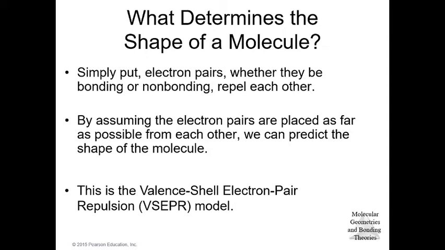Well, the idea here is bonds and lone pair electrons are all negatively charged, so they all repel each other. The bonds will repel each other, the lone pairs will repel each other, and the lone pairs will repel the bonds, because they're all negatively charged. They're all packed with electrons. And so the shape is determined by those electrons wanting to be as far apart as possible. This is called the valence shell electron pair repulsion model, VSEPR for short.